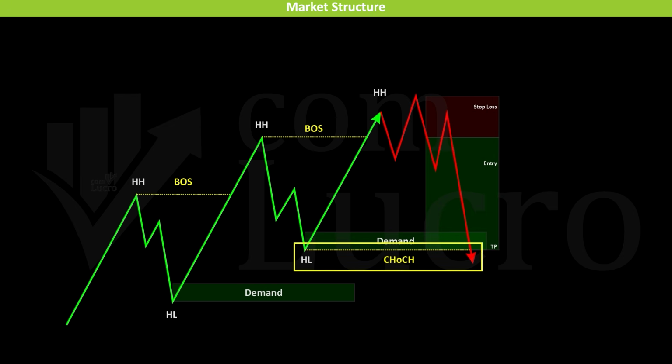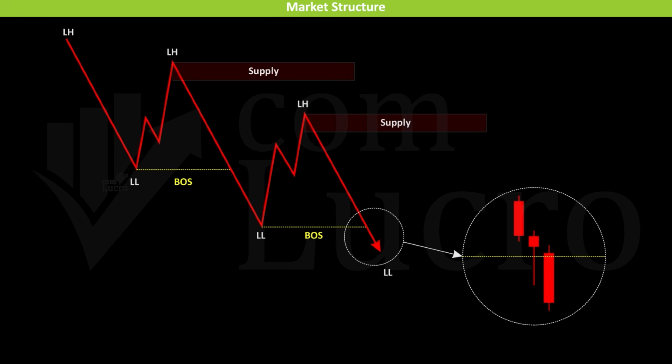A change in character takes place when price breaks and closes below this higher low. When that happens, the move is no longer a pullback or a retracement. Buyer control is being challenged, and the market may be shifting structure into a potential downtrend. The same logic applies in a bearish environment.